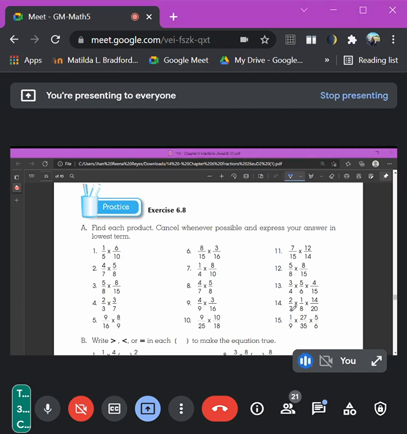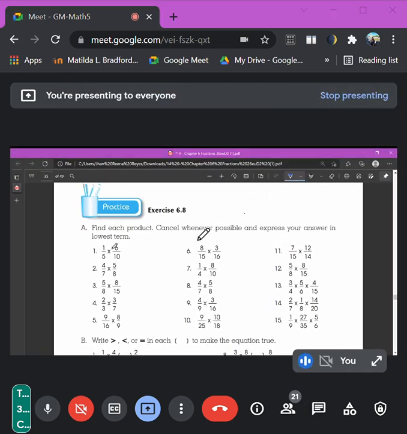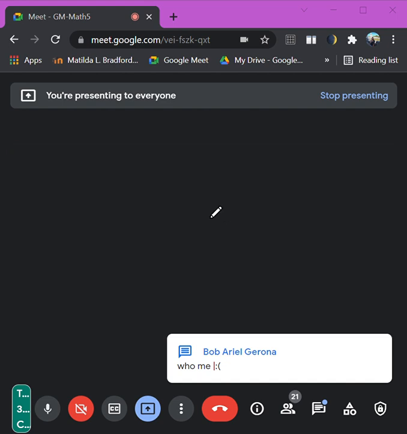Okay, is number 1 understood, class? Yes. So we cannot cancel or divide them because they have no common factor. So, right away, you can already multiply. So you have there 1 times 6, how much? 6 over 50. Okay, 1 times 6, that is 6. And then 5 times 10, 50. Okay, we have 50.